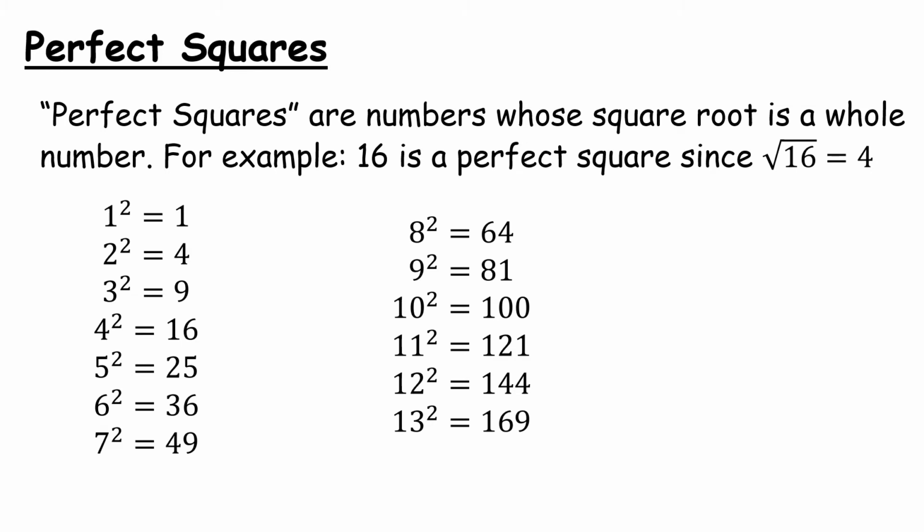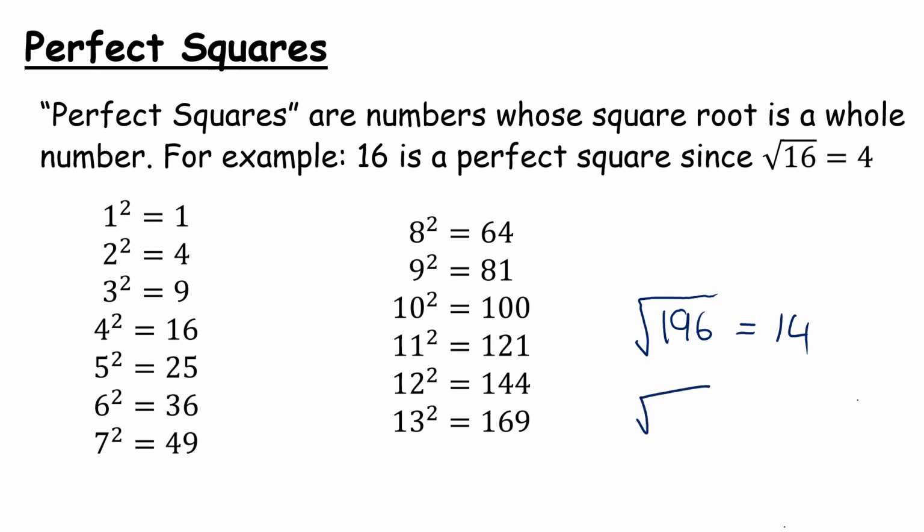Okay, so for example, if I gave you the number 196 and I said, is that a perfect square? Well, what you would do is put into your calculator square root of 196. So if you have your calculator in front of you, try it now, and you should get 14. So you'd say, yes, it is a perfect square.